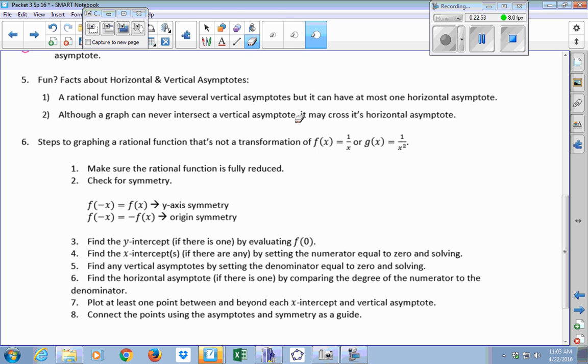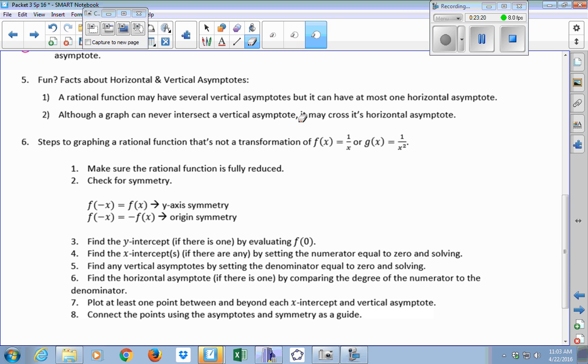So fun, question mark? I guess fun is in the eye of the beholder. Fun facts about horizontal and vertical asymptotes. You can have several vertical asymptotes, but you can only have one horizontal asymptote. And even though you could never intersect a vertical asymptote, you could intersect and cross a horizontal asymptote.